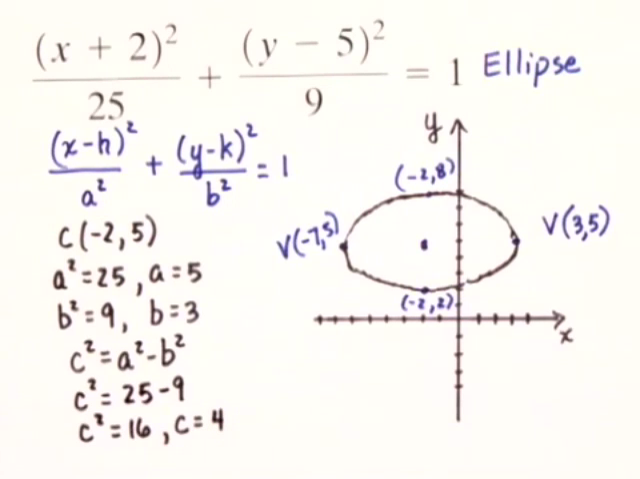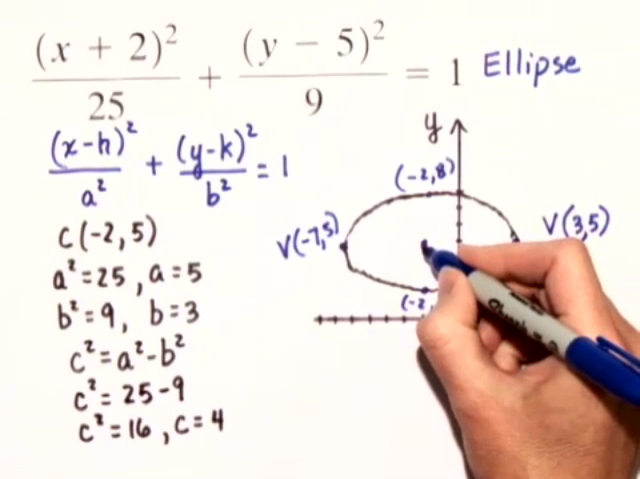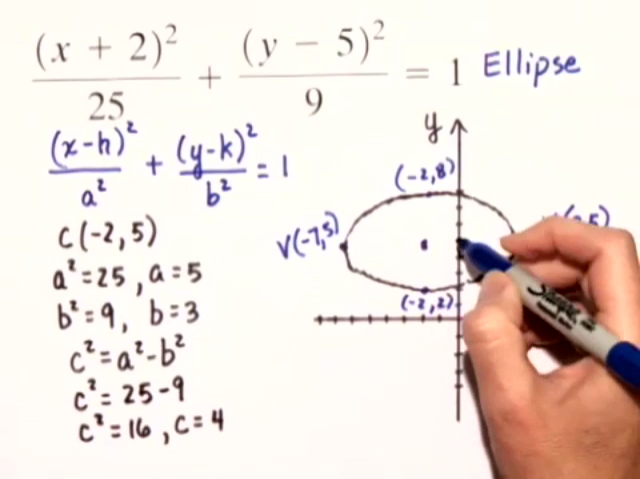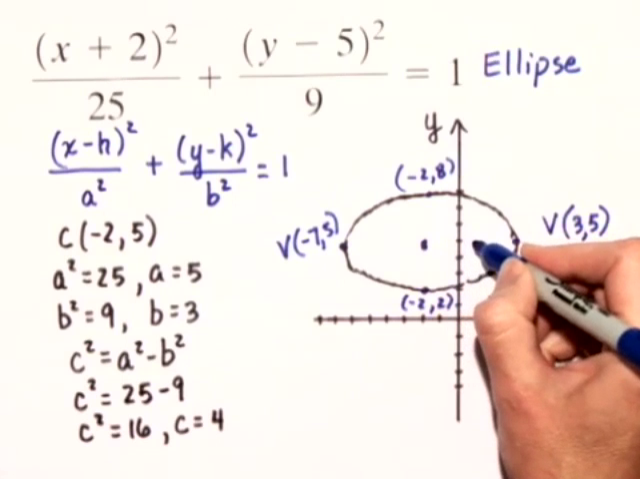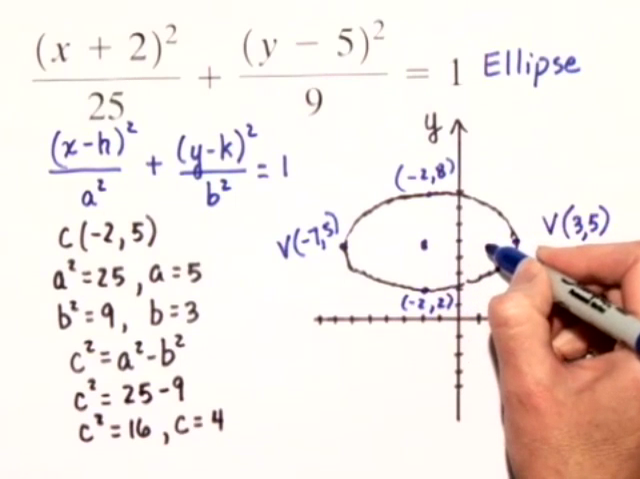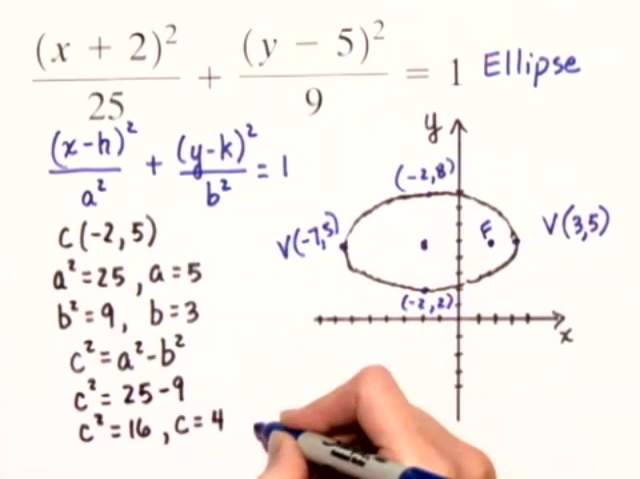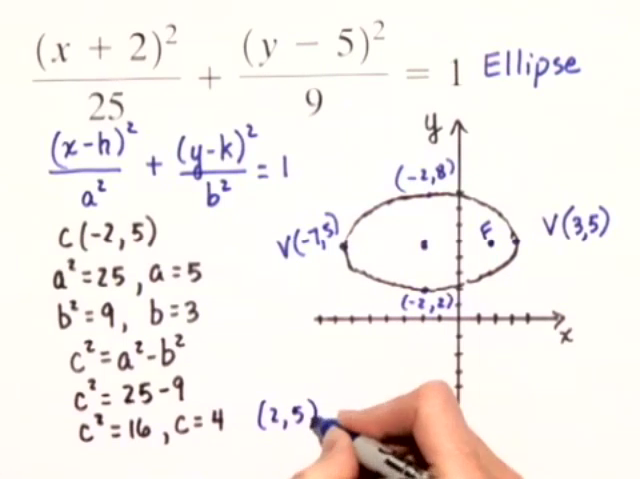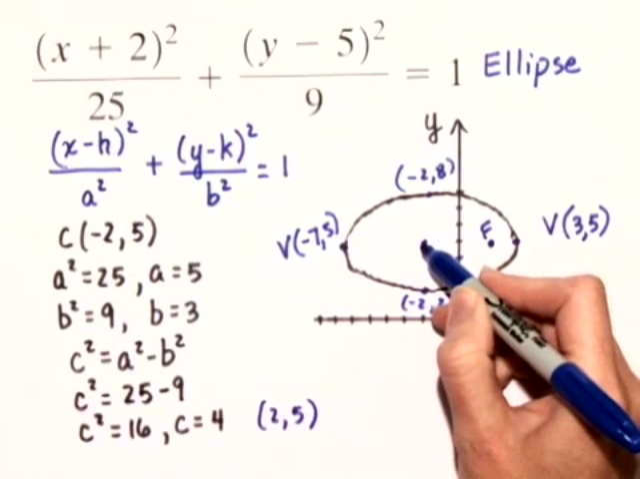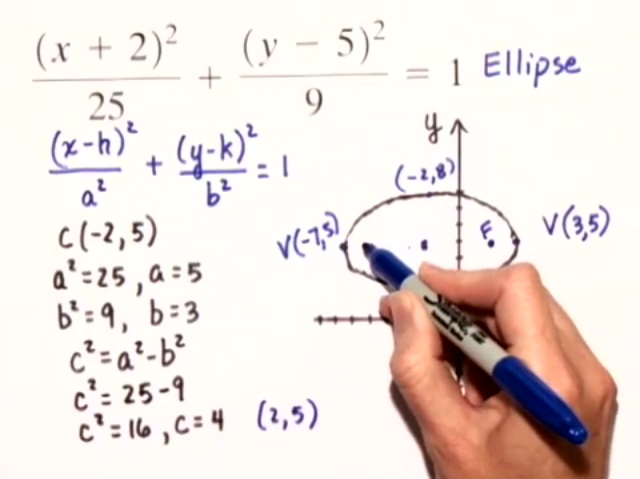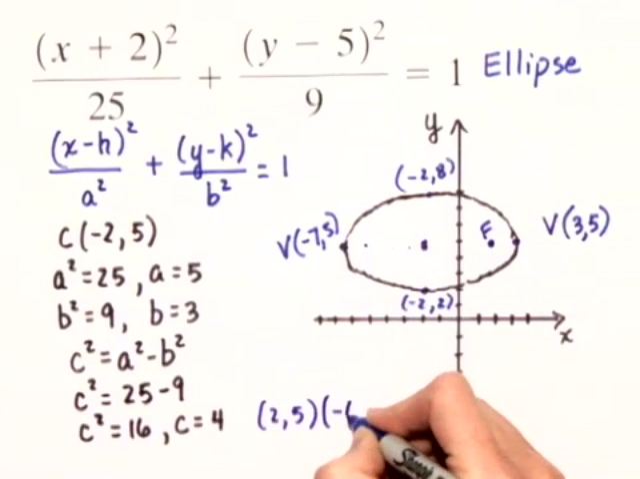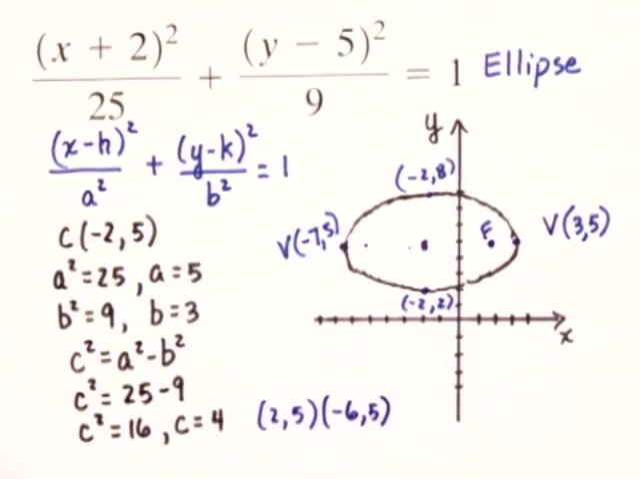So from the center, we'll go 4 units to the right to get 1 focus. So 1, 2, 3, 4. So we have 1 focus located right here at the point (2, 5), and we'll also go 4 units to the left. 1, 2, 3, 4. We have our second focus located at (−6, 5). So this is a graph of the ellipse with the center, the foci, and the vertices.